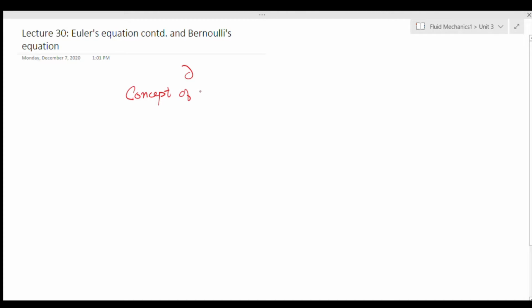Concept of motion pressure in incompressible fluids.